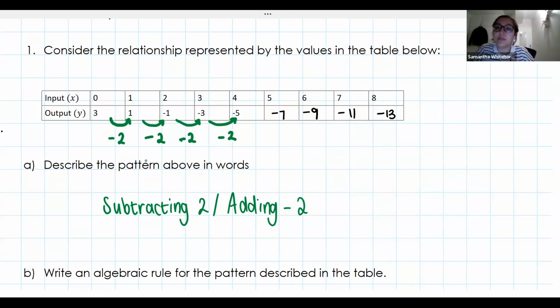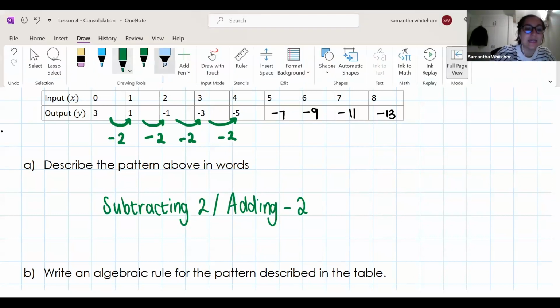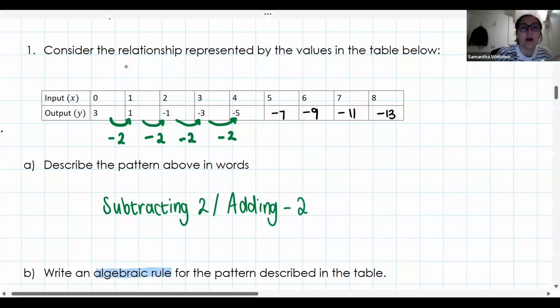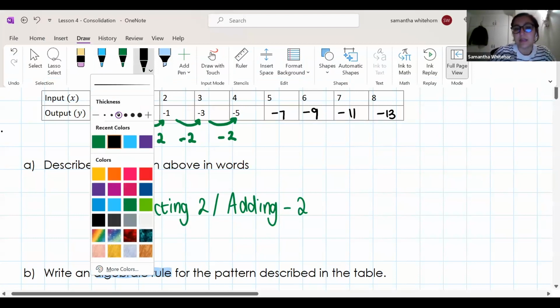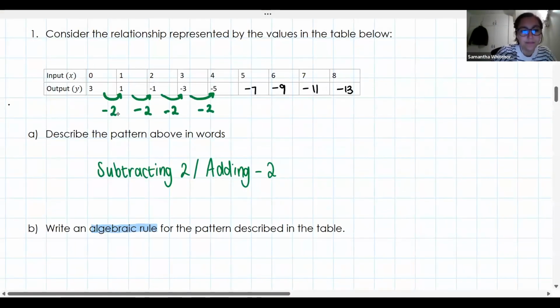Okay, guys, so that's the first bit. We need to be able to describe a relationship in words. Here, I'm subtracting 2. I'm decreasing by 2 each time. And now we have to be able to find a rule. Now remember, when I say an algebraic rule, I'm talking in terms of x and y. So I want you to give me a rule where we've got y equals and then something to do with x. Okay?